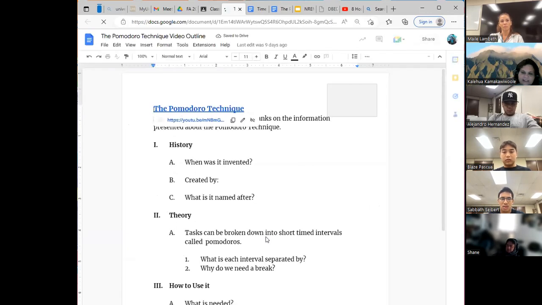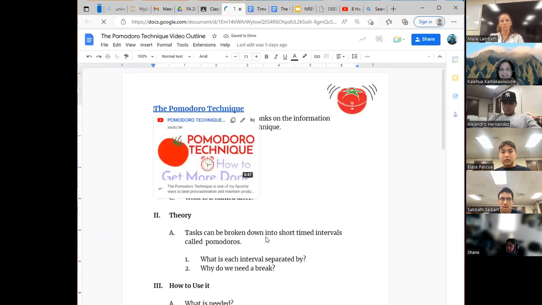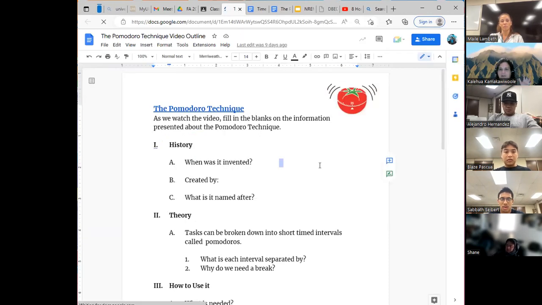Okay, and the worksheet looks like this, and it's just kind of to keep you focused and on track. The guy does speak a little bit quickly when he's going through the steps in the Pomodoro technique, but I just want you to try as best as you can to fill in this outline with the information about this technique.